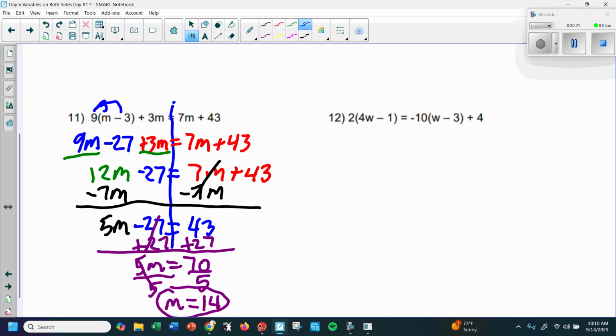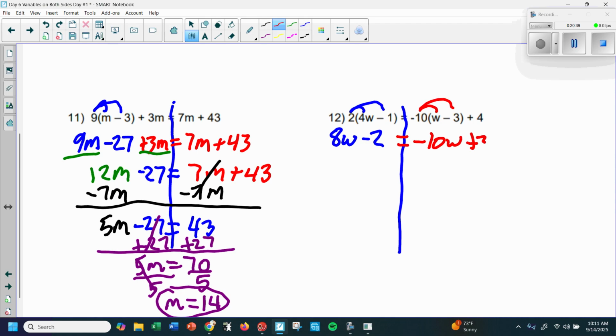What do you say? So draw the Great Wall of Mathematics. We get 8w, first distribute, and distribute that. Now the other side, you can distribute this side. You get negative 10w. You get a negative times a negative is a positive 30. Okay, and again, if you don't use it, let's reuse the 4.